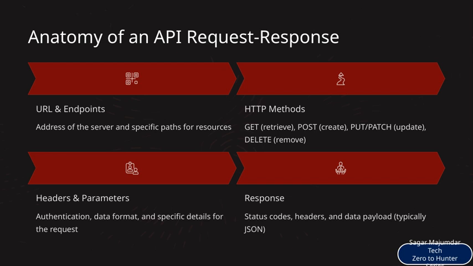Then there are headers and parameters. Headers are like the request's metadata. They can include authentication tokens, data format preferences, or other specific details. Parameters, on the other hand, are used to refine or specify the request further, like filtering results or specifying pagination.